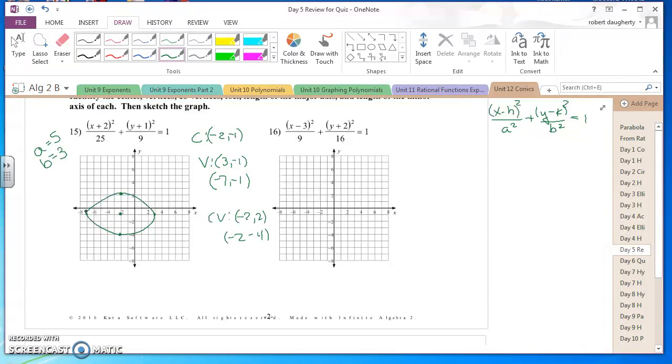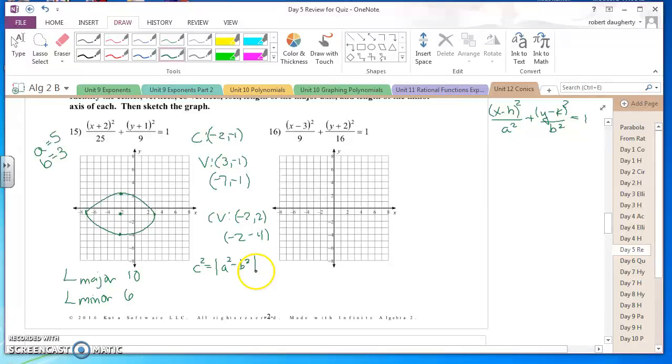The major axis corresponds with a, so I already know that the length of the major is 2 times 5, which is 10. The length of the minor is 2 times 3, which is 6. So the only thing left to find would be the foci. So first I need to find the focal distance. To do that, I know that c squared is the absolute value of a squared minus b squared. So that's 25 minus 9, which is 16. So c is equal to 4.